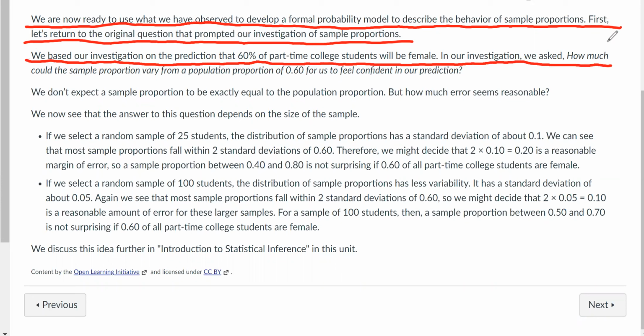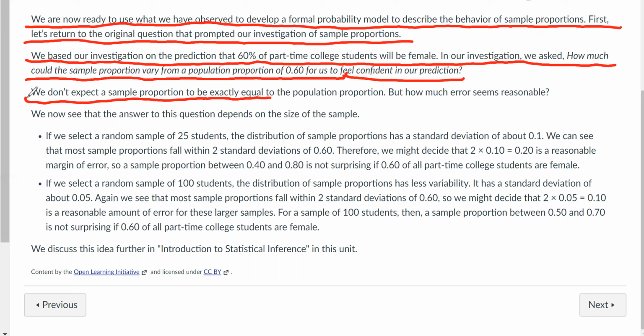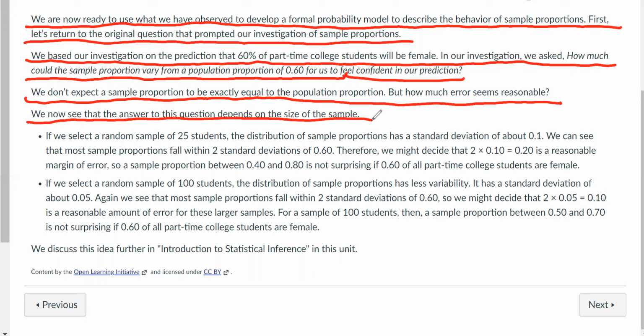In our investigation, we asked, how much could the sample proportion vary from a population proportion of 0.60 for us to feel confident in our prediction? We don't expect the sample proportion to be exactly equal to the population proportion, but how much error seems reasonable? We now see that the answer to this question depends on the size of our sample.